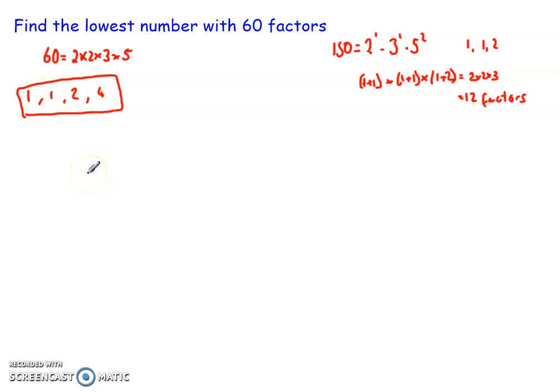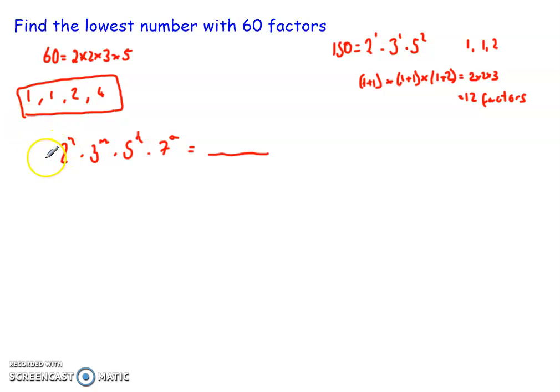So what that means is I can take the first 4 prime numbers, so 2, 3, 5, and 7, and these will be the powers associated with them. And if I then take the product of those numbers, what that will give me is the lowest number with 60 factors. So it's going to be 2 to the power of n times 3 to the power of m times 5 to the power of, let's say, k times 7 to the power of, let's say, a. So if I do that, that will give me the number that I'm after.